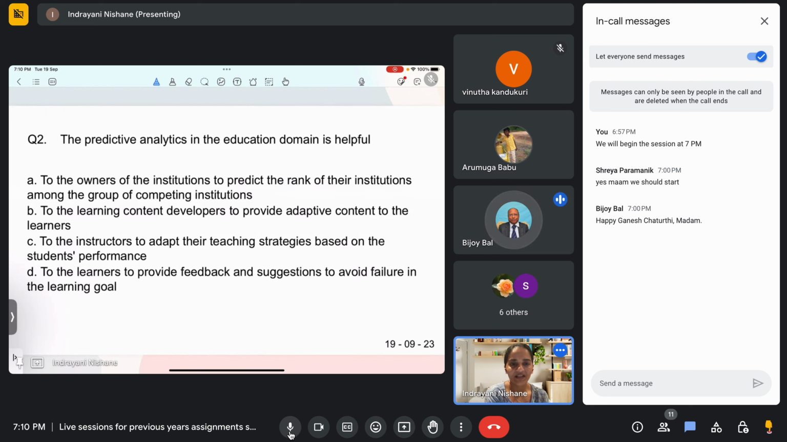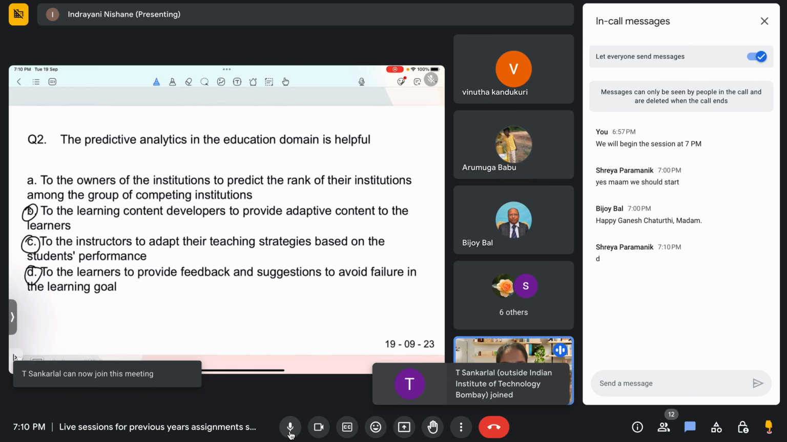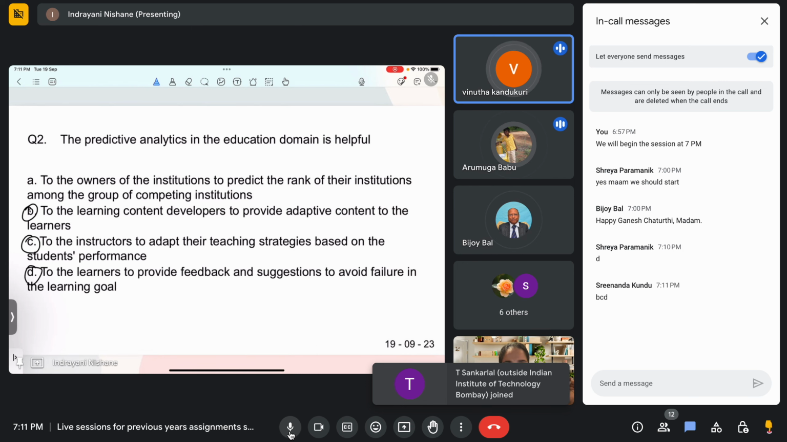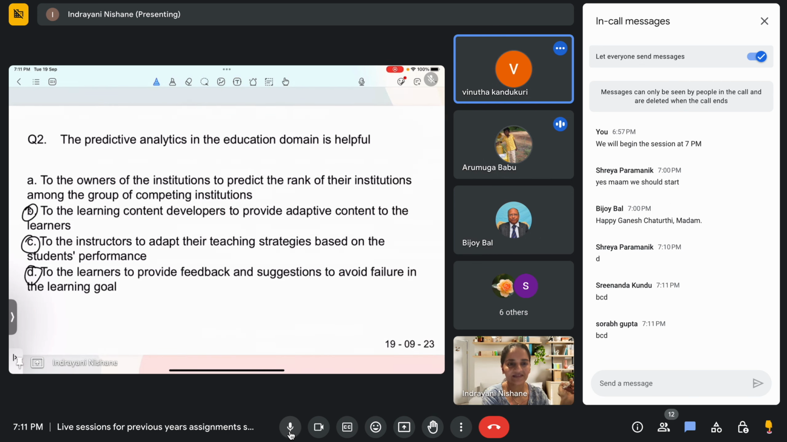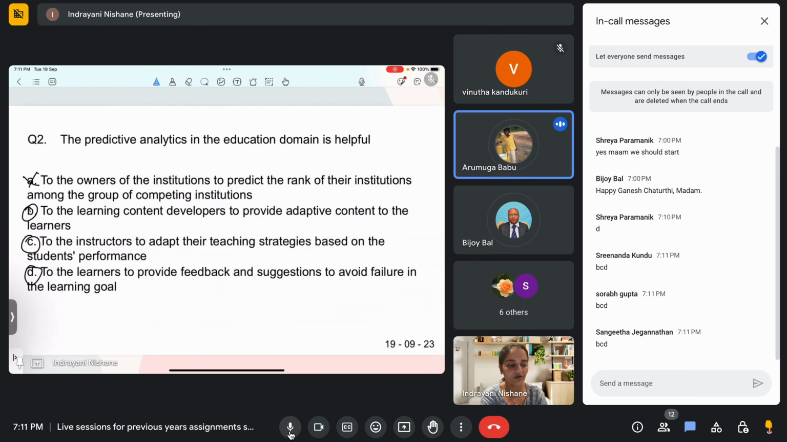A. Okay. B, C, D. Okay. Anyone? Not part of learning analytics, but it's part of. Yes. So this is not part of learning analytics. From the learning analytics point of view, it is B, C, D.